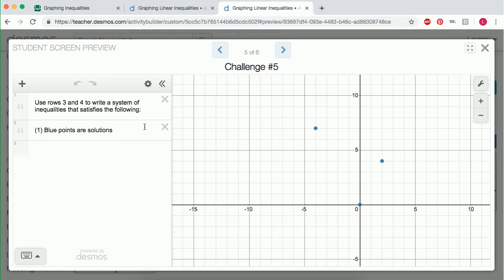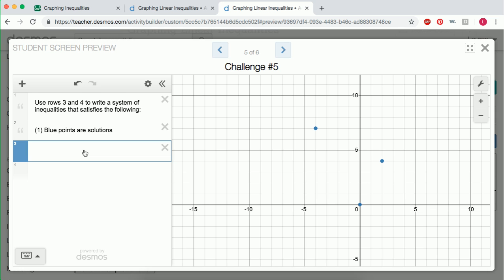For challenge number 5, we need to write a system of inequalities that satisfies the following. The blue points, there's 3 of them, are solutions. Well, we could think of 2 easy ways to do this. We could do a vertical line and a horizontal line. What I immediately think of is just do some vertical line to the right of all these points, and then the horizontal line can either be above or below, and we can tailor the inequality so that the blue points are solutions.